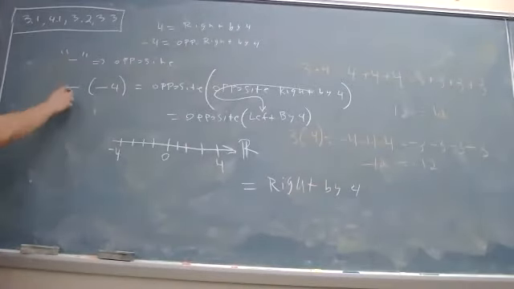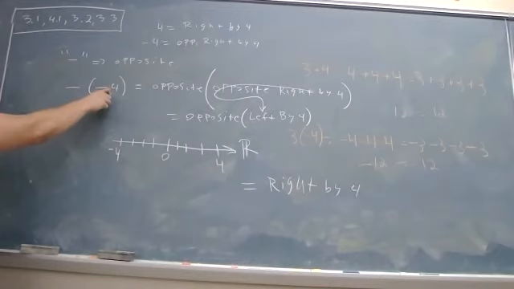This is why a negative times a negative is a positive, because just this negative sign out here can be thought of as multiplication by a negative one.